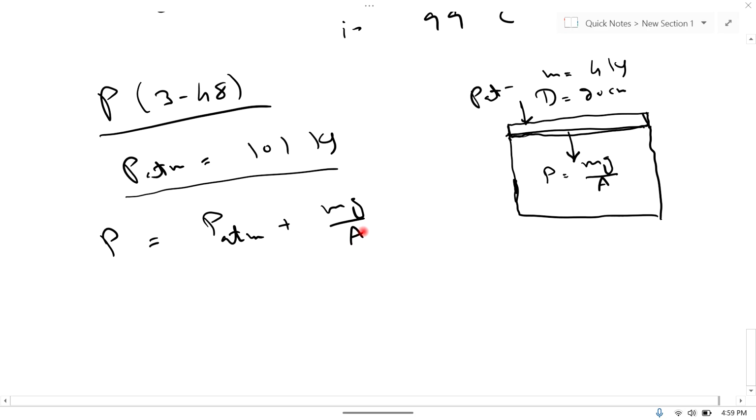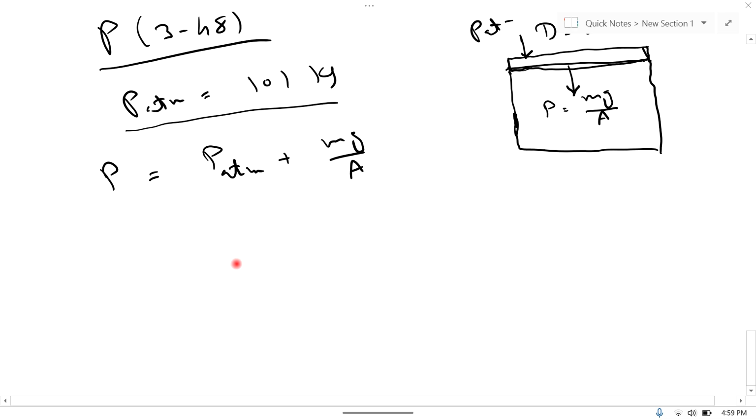If mass and D are not given to us, then we can assume that the pressure due to the lid is neglected. But here mass and diameter are given, so we can include this value. So P total is equal to P atm plus mg divided by A.